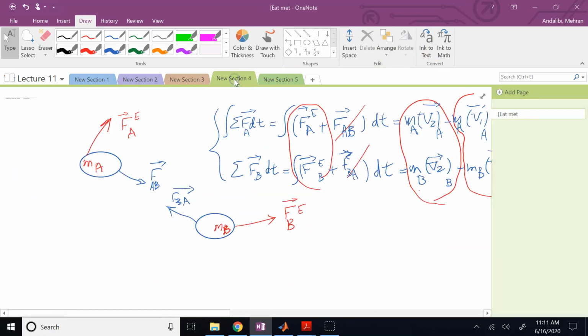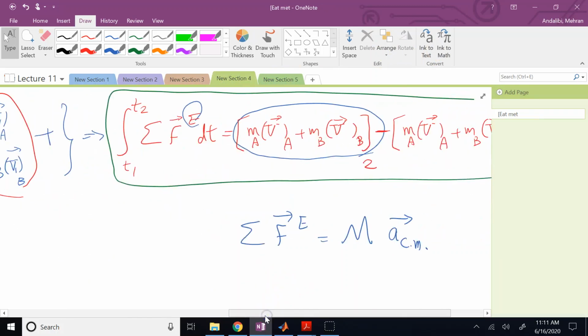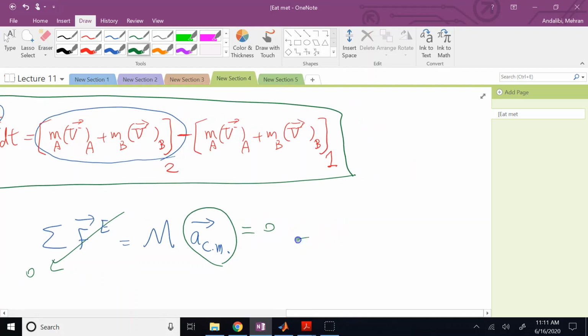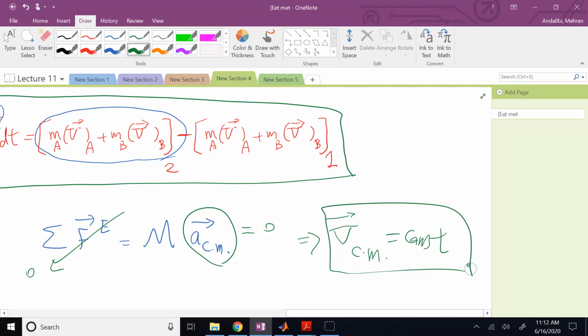Absolutely. Could we predict that from Newton's second law? Yes. Look at the second law of Newton. If the external forces are zero, what does it mean? It means this acceleration term is equal to zero. And when the acceleration of the centroid is zero, what does it mean about its velocity? Sure, it has to be constant, otherwise the acceleration is not zero.